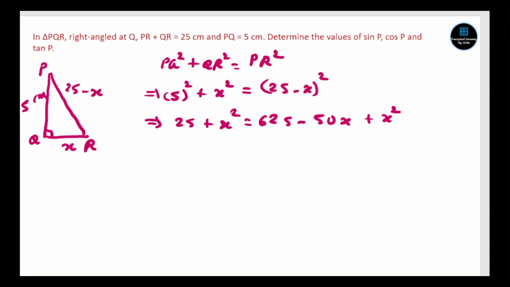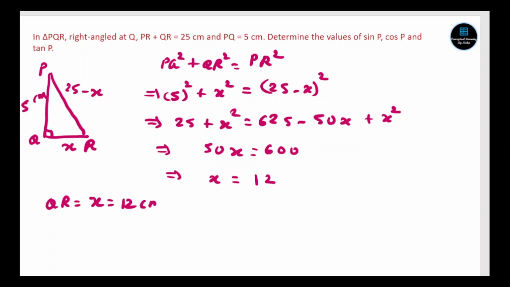Now when I simplify, X square is getting cancelled out. And what do we get? Here I'll get 50X. Okay. 50X equals 600. When I again simplify this, X equals 12, and therefore QR equals X equals 12 centimeter and PR equals 25 minus 12, which is 13 centimeter, right? So we got the value of QR and PR.